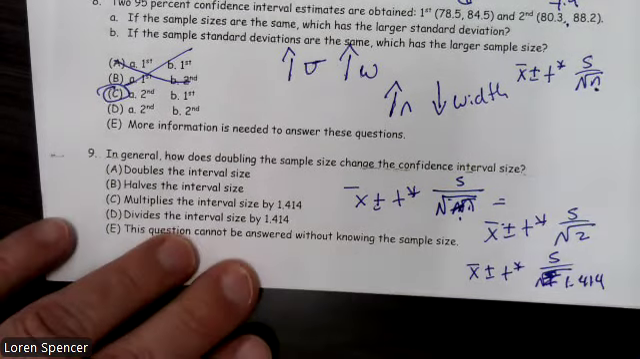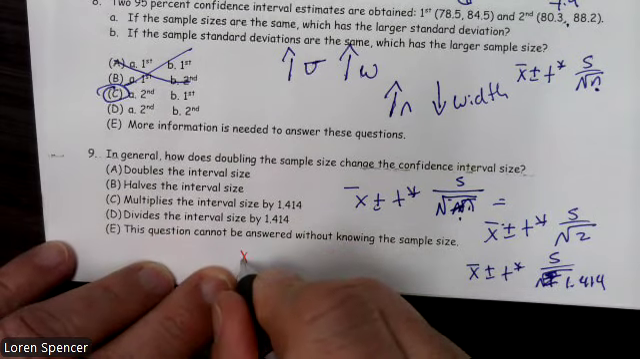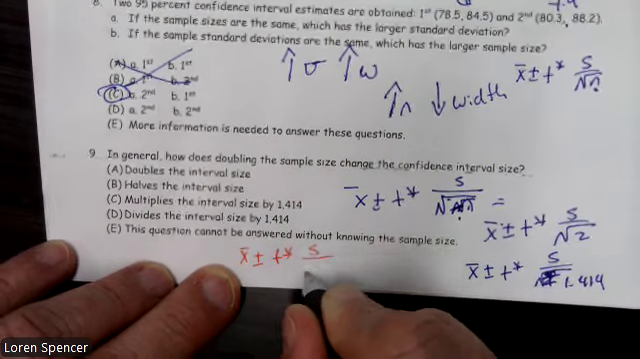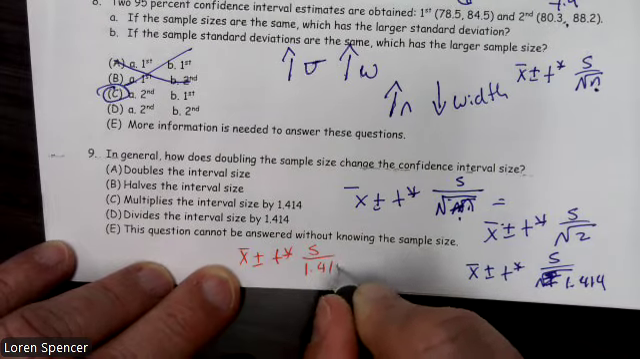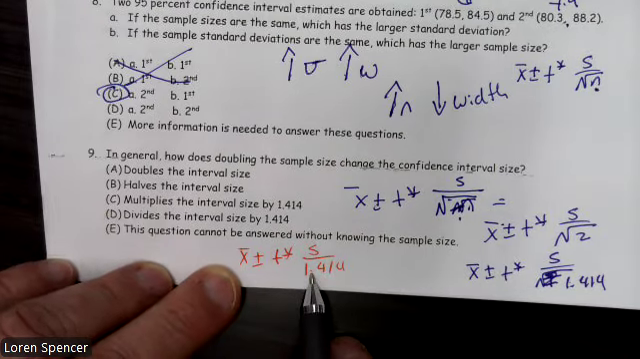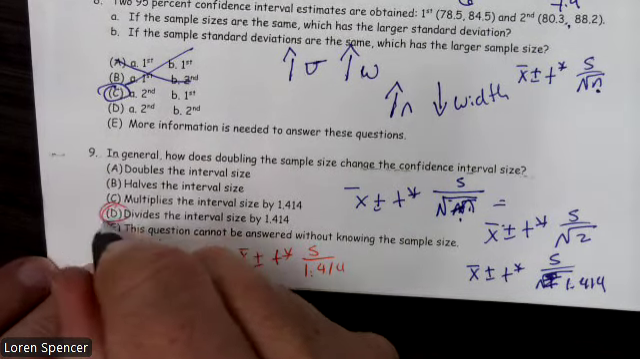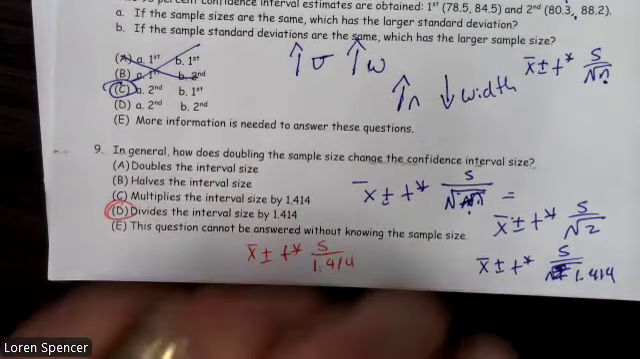I'm going to rewrite that because I did that poorly. X bar plus or minus T star S divided by 1.414. What did I say I was doing? I'm dividing by 1.414. That's my answer, because the square root of 2 is 1.414.